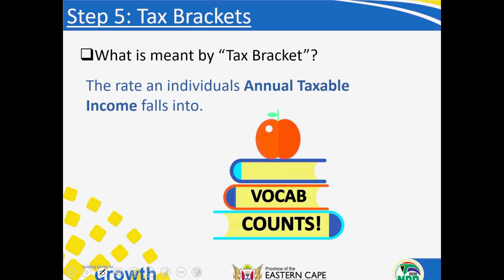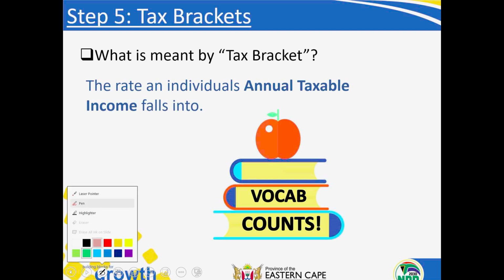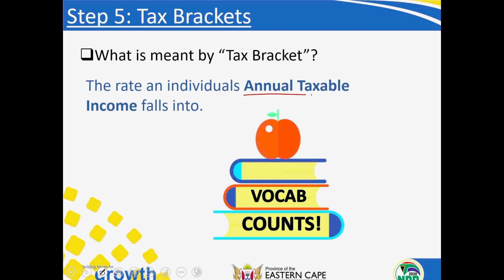Step 5, tax brackets. What is meant by tax bracket? Tax bracket is the rate an individual's annual taxable income falls into. So, remember, annual taxable income is step 3, which was covered in the previous video. You cannot use a tax bracket without having the annual taxable income.